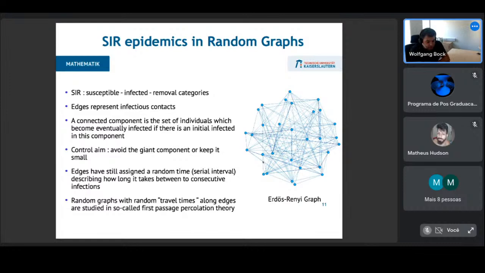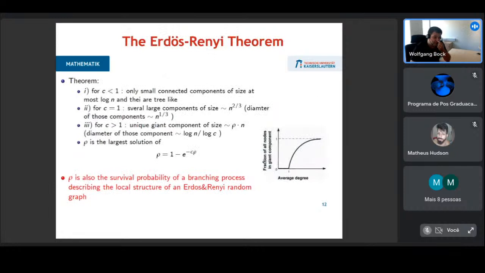Yeah. For this, we will generalize this a bit. In the Erdős-Rényi theorem, if we stay for a second with what I just said and just look at the parameter C, because if you understand what happens in the parameter C, then we understand the theory later a bit better. For C less than 1, only small connected components of size at most logarithm of n are there, and they are tree-like. So they are very, very controllable. Yeah? Log n is not so big.